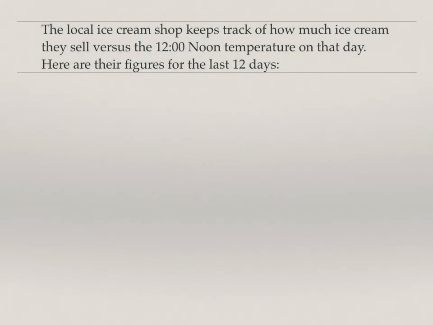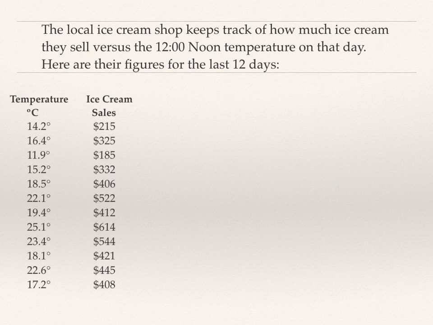All right, so let's look at an example. The local ice cream shop keeps track of how much ice cream they sell versus the 12 o'clock noon temperature on that day. Here are their figures for the last 12 days. Every day at 12 o'clock noon, they recorded the temperature and the ice cream sales. They were wondering, is there a correlation between the temperature, in this case degrees Celsius, and the sales of ice cream that they sold that day in dollars?